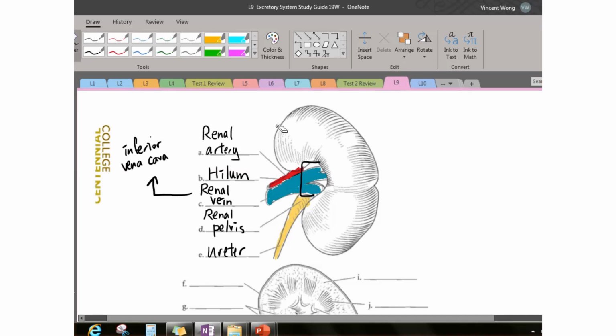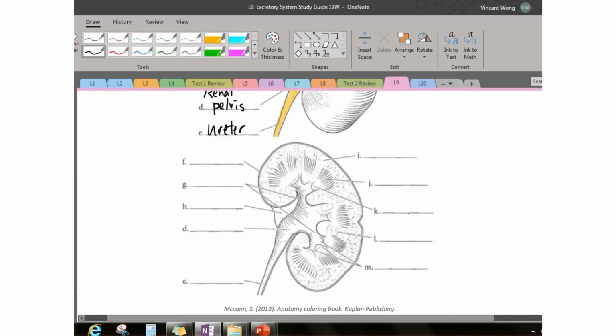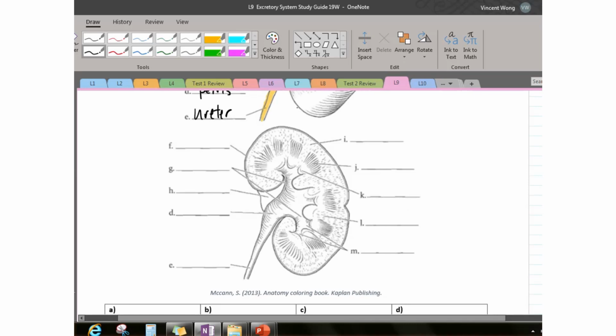Now, if we take the kidney and we cut it open, right? We're going to cut it open with a frontal plane, right? So cut it into front and back, right? It's going to look something like this.